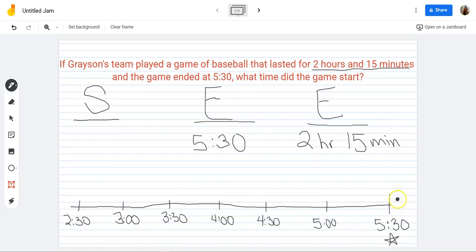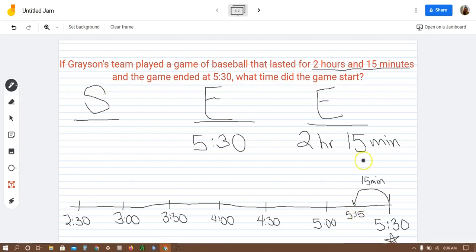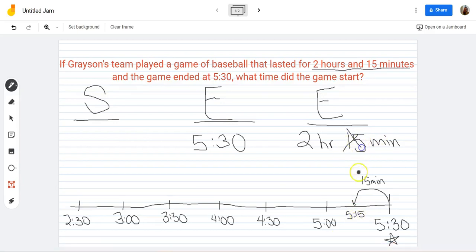So let's look at 15 minutes before 5:30. Well, I know that 30 minus 15 is 15, so I'm just going to jump back 15 minutes. And I'm going to mark that above my jump on the number line. So 15 minutes before that would bring me into that 15-minute mark of the 5th hour, otherwise known as 5:15. So now that I've used up my minutes, I can go back 2 hours.